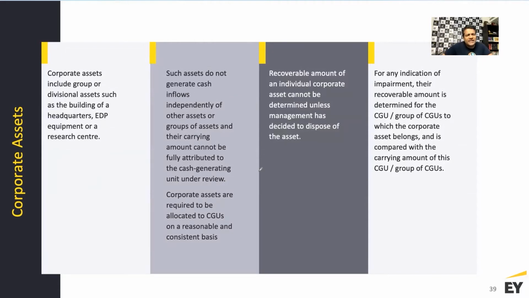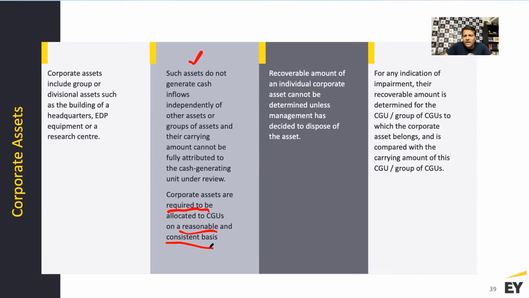So the corporate assets include group or divisional assets such as the building of a headquarter, EDP equipment or data processing equipment, or a research center. Such assets do not generate cash inflows, right? They do not generate cash flows of their own, and hence they work together with other cash generating units. Corporate assets are required to be allocated to cash generating units on a reasonable and consistent basis.